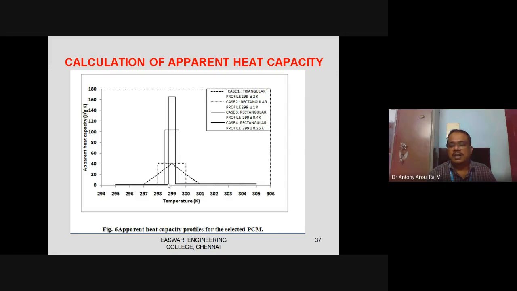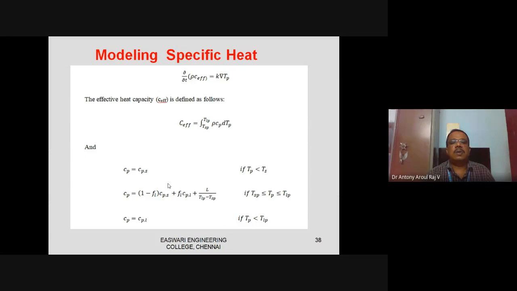So this method in CFD, I have done that. I am the first person to do that in CFD. I have a paper from 2010, so you can refer to that. I was the first person to do that with this method. Okay, so now you know how to model the specific heat.